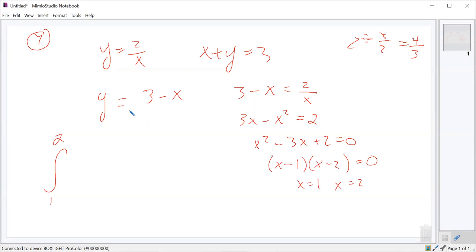And then if I plug in 3 halves over here, we get 3 minus 3 halves, which should be 3 halves. Which of those is larger, 3 halves or 4/3? 3 halves. So which one is above the other one? The 3 minus x. So we'll do the integral of 3 minus x minus 2 over x dx. Everybody good with that?